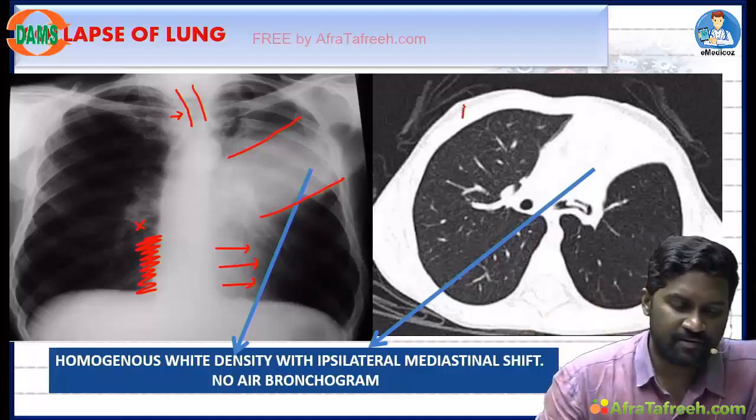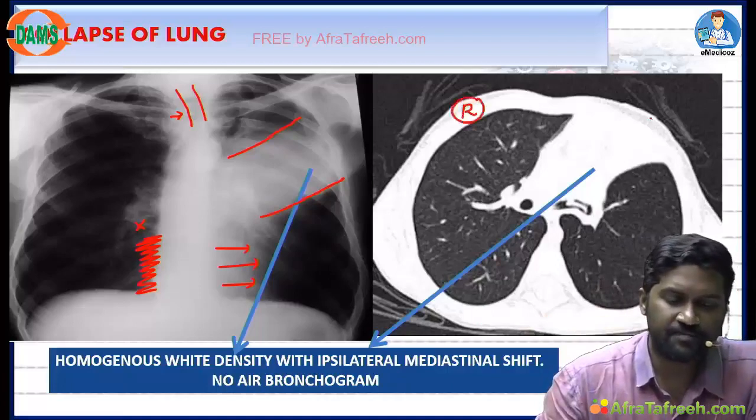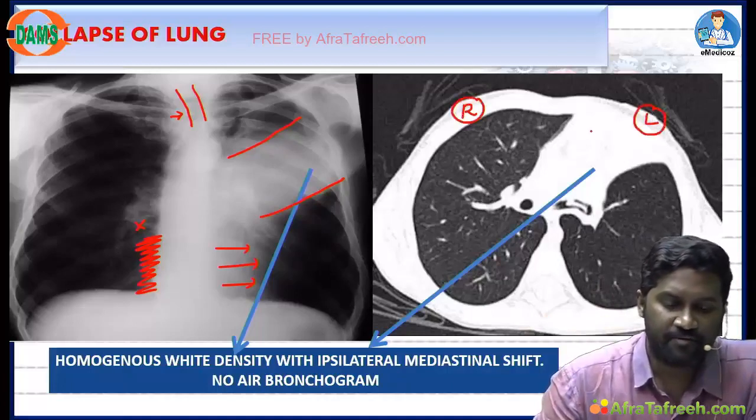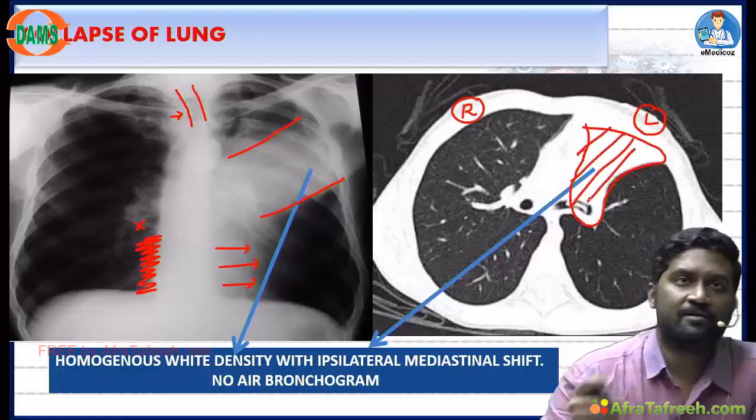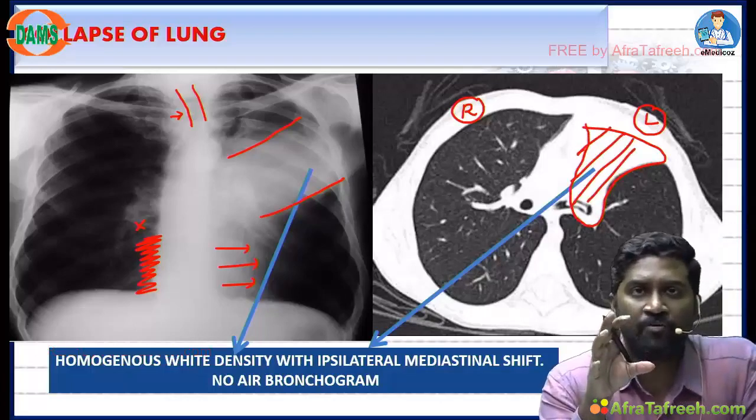Same thing you can see on a CT chest. This is right lung, this is left lung. Now if you notice here, this is the part of the lung that has undergone collapse. It is completely white. Pulling lesion, homogeneous whitish density is collapse.